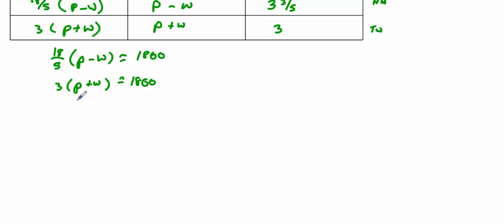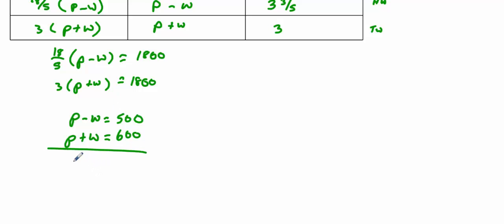So I'll multiply by the reciprocal here, get P minus W is equal to 500, I believe. And P plus W is equal to 600. Notice the W's match, so I have 2P equaling 1100. And the plane speed is 550. Plug back in to get the wind speed.